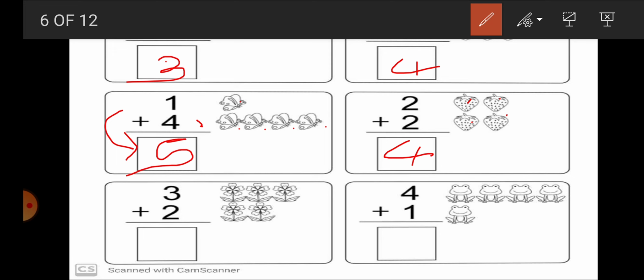Next is 3 plus 2. 1, 2, 3, 4 and 5. The answer is 5.